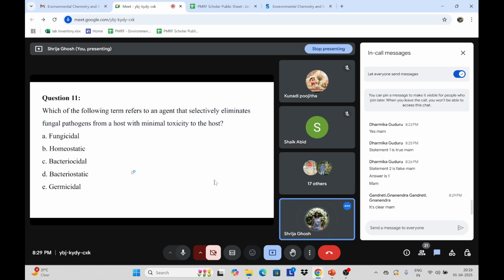Moving on to the next question. Which of the following terms refer to an agent that selectively eliminates fungal pathogens from host with minimal toxicity to the host? Option A fungicidal, option B homeostatic, option C bactericidal, option D bacteriostatic, and option E germicidal. What do you think would be the answer? It's very clear from the name. Write your answers in the chat box.